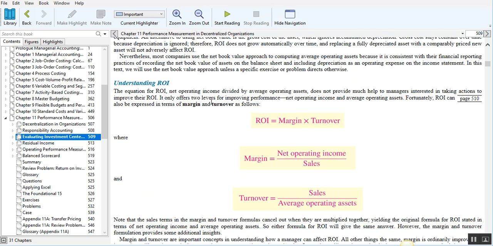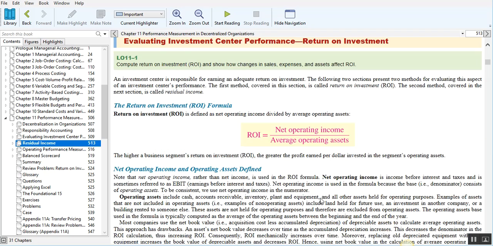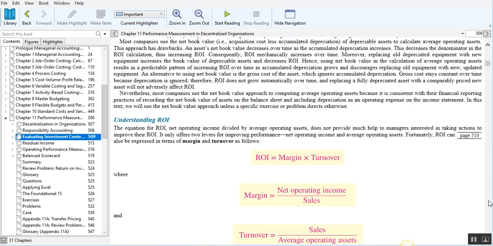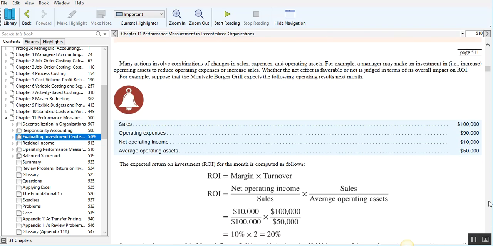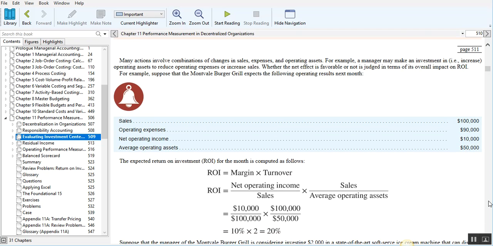Return on investment can also be understood in another way. We can calculate the margin, which is net operating income divided by sales, and turnover, which is sales divided by average operating assets, and multiply the two together. That way we can calculate return on investment in another way. This is what I've referred to as the DuPont model.